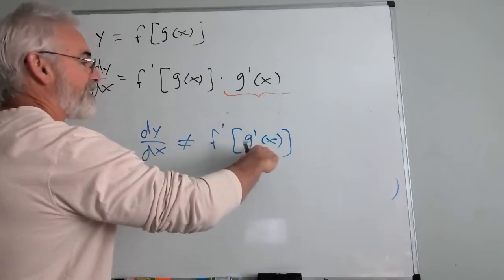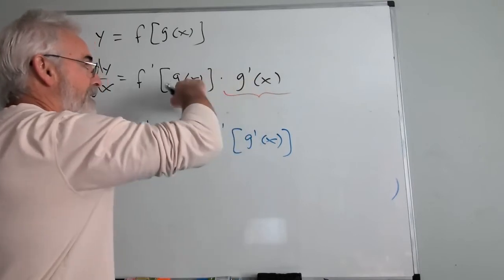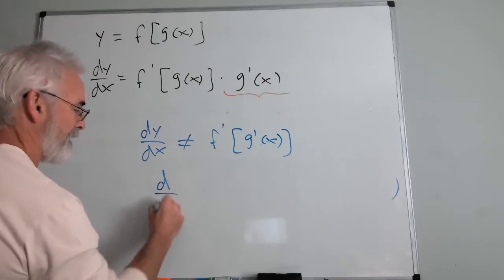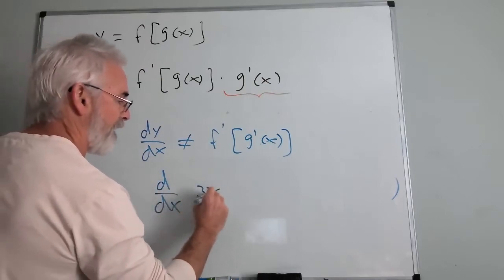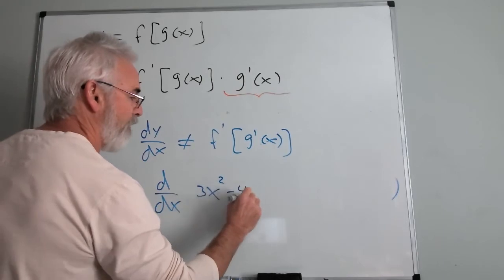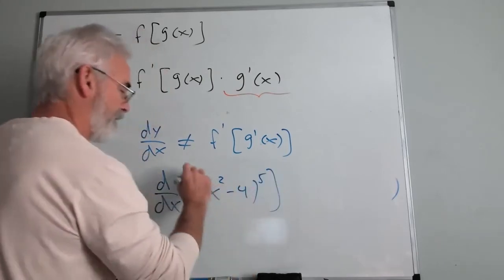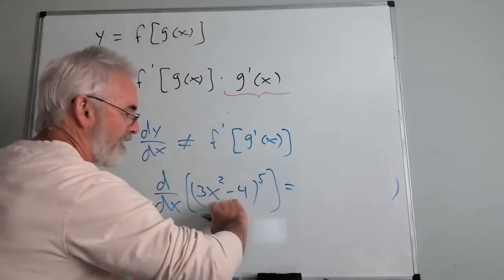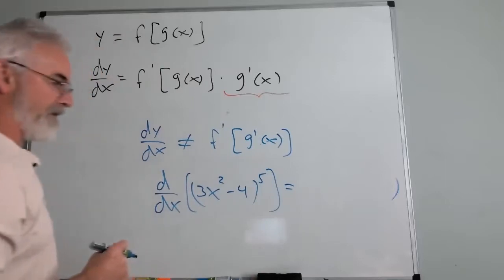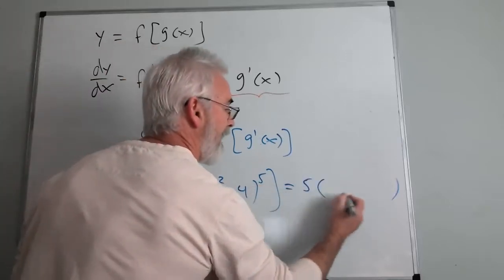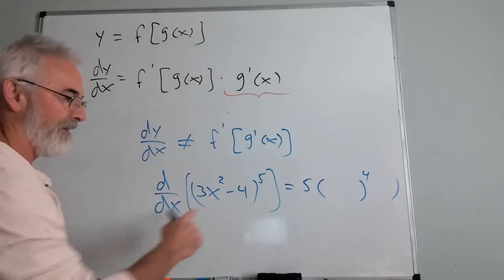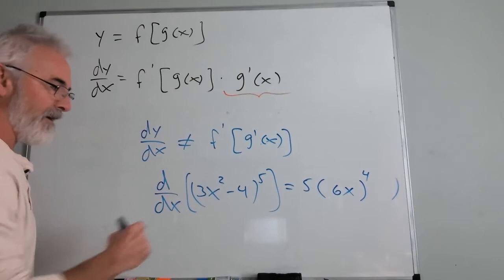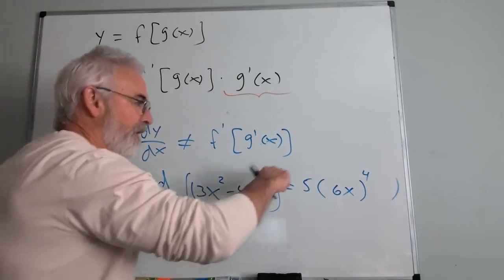This is an error because I changed the argument. In other words, I made the argument my chain rule factor. I don't want you to write this down. This would be basically me doing something like this. I've got 3x squared minus 4 to the 5th power. I'm going to keep it simple. I know the answer is 5 quantity to the 4th times derivative of quantity. But the mistake that I will see people do is right there. I replaced my argument with the chain rule factor.